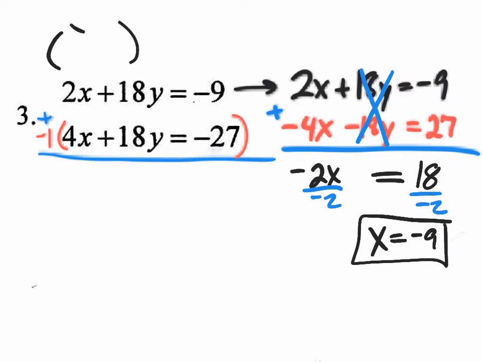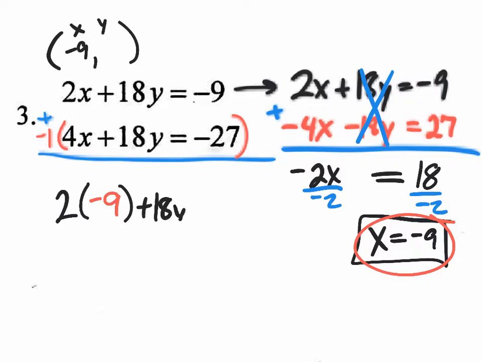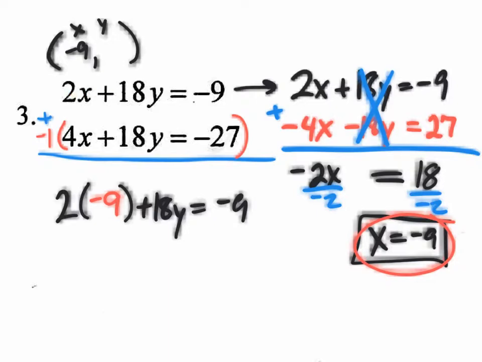Remember, a system is a coordinate, an x and a y value. So far we have the negative 9 for x. And how do you find the y once you already have the x? Simply plug it into any equation, top or bottom from the original. Doesn't matter which one you pick. I want to go with the top one. Top one reads 2 times x. But of course, instead of x, I'm plugging in negative 9 because x really equals negative 9. And then I'm going to keep writing plus 18y equals negative 9. Once again, I just took that top equation, 2x plus 18y equals negative 9, and rewrote it.